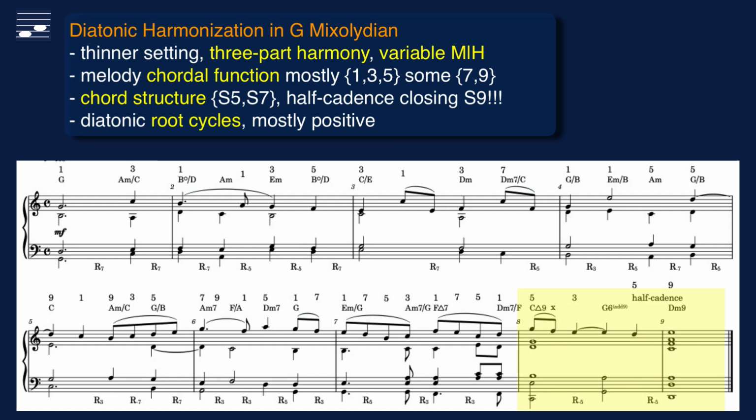A genuine half cadence would have required closing on the dominant degree D major chord, but the F sharp would have meant a non-diatonic pitch.